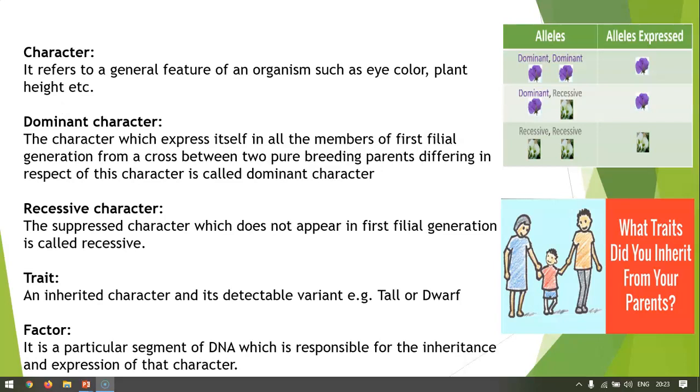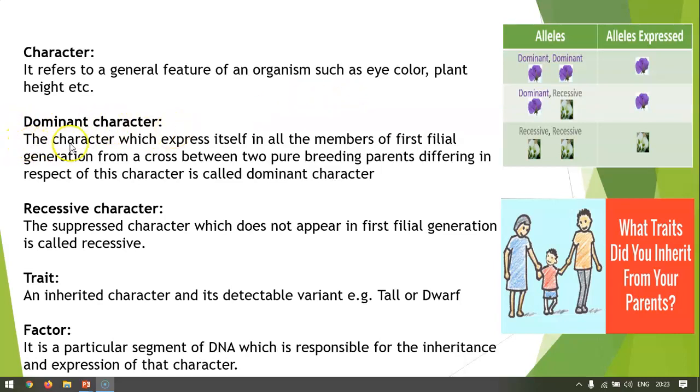The first term, character. Here, it refers to a general feature of an organism such as eye color, plant height, etc. These are those features which you can observe, which are visible to our eye.